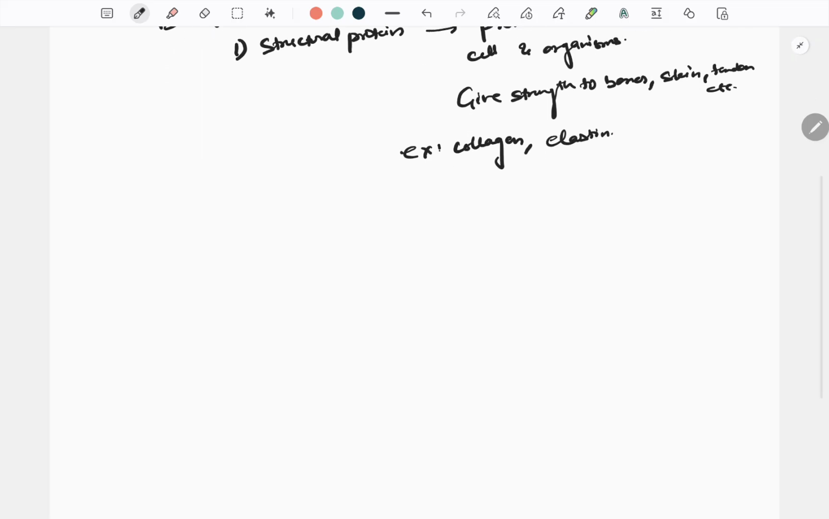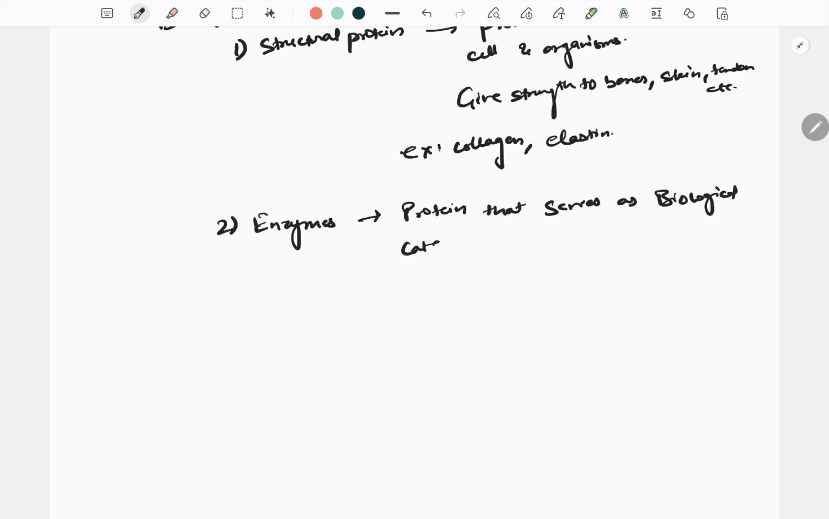Okay, the second type of proteins are enzymes, that we are going to look in much more detail when we come in future lectures. But these are the protein that serves as biological catalysts for chemical reactions in cells. So they perform certain function which makes us alive.